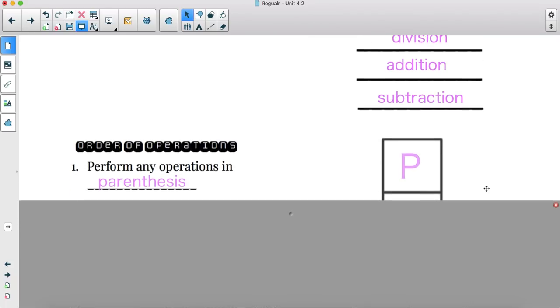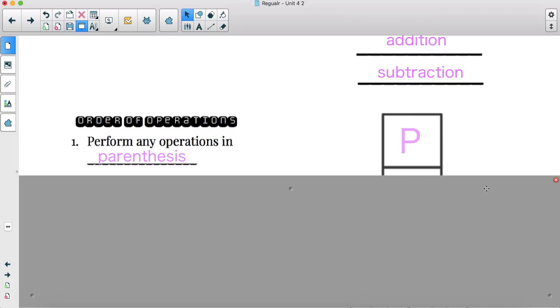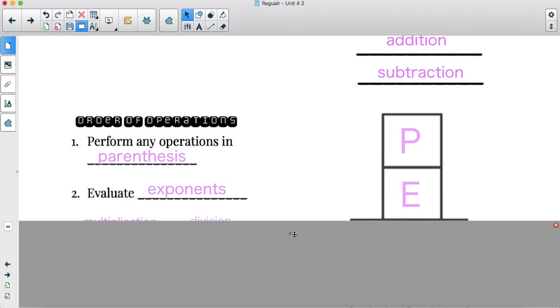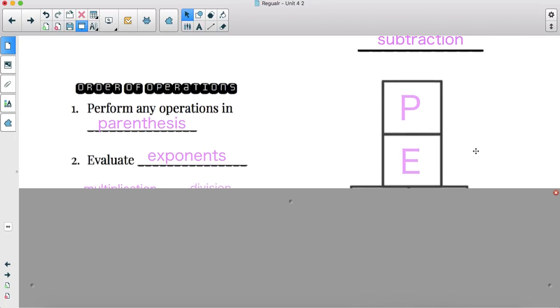So hopefully you remember the order of operations. Please Excuse My Dear Aunt Sally, or PEMDAS. So the first thing that you need to do is perform any operations inside the parentheses. Okay, so we're looking for those parentheses first. They win the race, so if you see those, you have to complete what's inside those first. Okay, then exponents come in second place. So exponents, that's what you would complete second after you would do anything in parentheses. Sometimes there won't be parentheses, so then you go to the next in line.